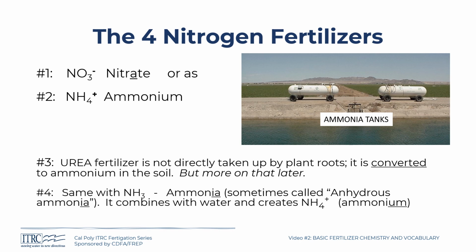Then there's urea, which is not directly taken up by the plant roots, but what happens is it goes down in the soil, and there's an enzyme, just like we have in our stomachs. There's an enzyme in the soil that naturally occurs. It's called the urease enzyme, and what it does is it latches onto the urea molecules and then converts them to ammonium, and I'll talk about that later. The rate of conversion depends in part on temperature.